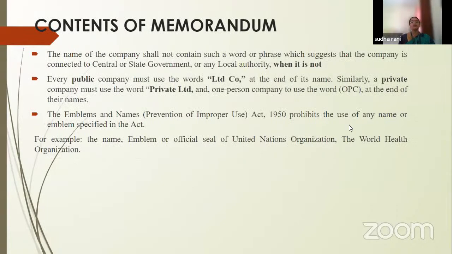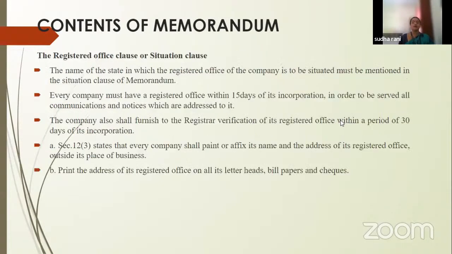Okay. Now our next clause is the registered office clause, or situation clause. This clause tells about the location, the address, of the registered office of a company. When you are starting a business, you are supposed to give where your registered office is going to be, with the detailed address, and under which jurisdiction your office address comes, for legal proceedings if needed. This has to be given under the situation or registered office clause.